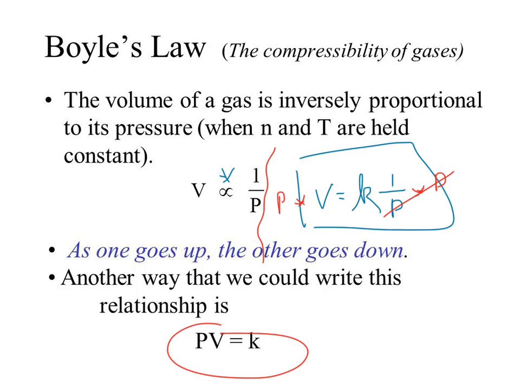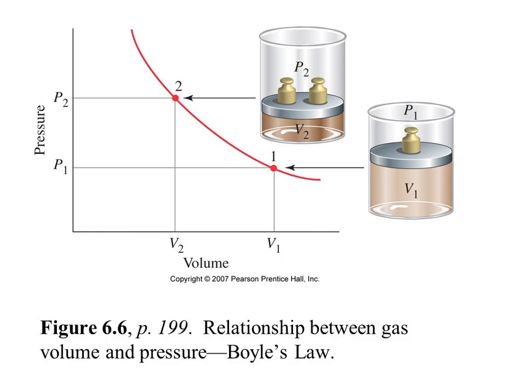You can do that with any relationship that has a proportionality sign. So as pressure, for instance, goes up, volume needs to go down, because multiplied together they equal some constant. Literally, multiplied together they equal some constant. And vice versa.